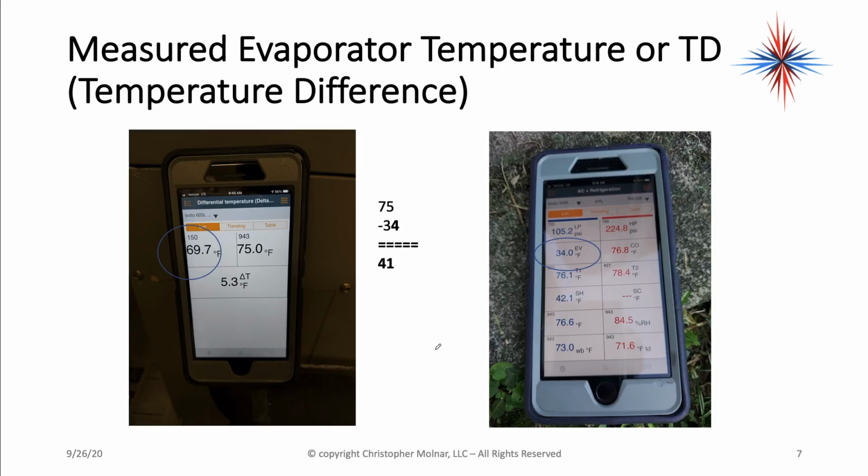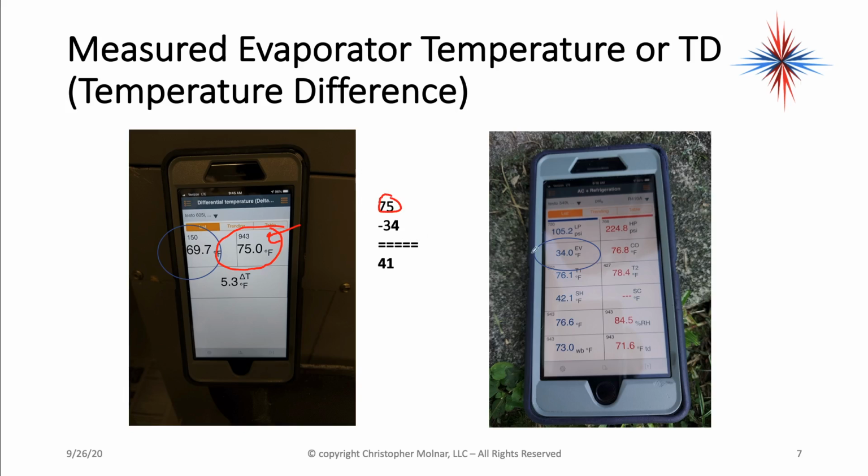Here's an example. Okay, the blue circled numbers are the ones we're talking about. So in this case, I measured a supply air temperature of 69.7 degrees. Okay, that's not the one I want. I want the return air temperature, which is the 75 degrees. Okay, be careful because a lot of times you're tempted to take the 69.7, the blue circle, and in reality you should be using the 75 because it's the return air that we want to see. Okay, so I have a 75 degree return air.